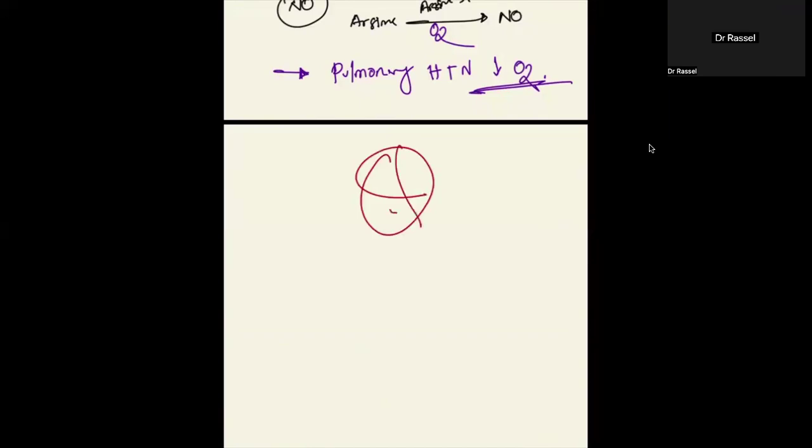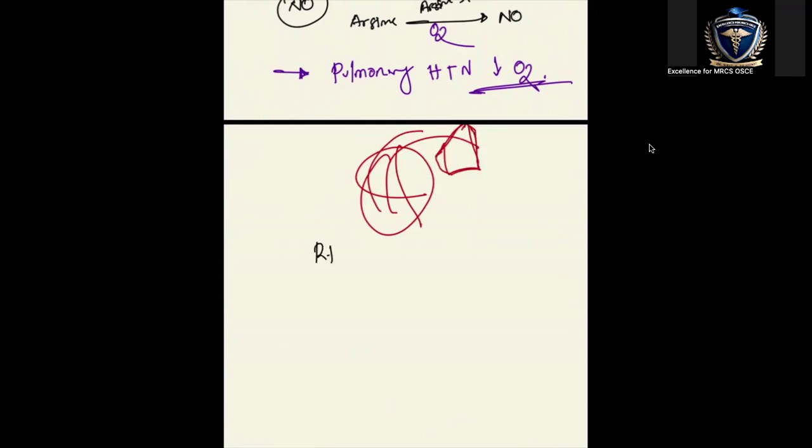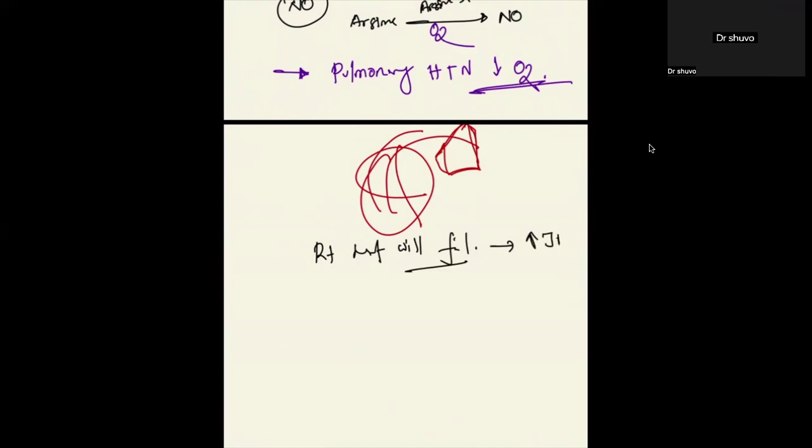So this is the heart. The right ventricle cannot pass blood to the lungs due to pulmonary hypertension, so ultimately the right heart will fail. As the right heart fails, the JVP will be raised. There is some ascites, some hepatomegaly, and so many other things.